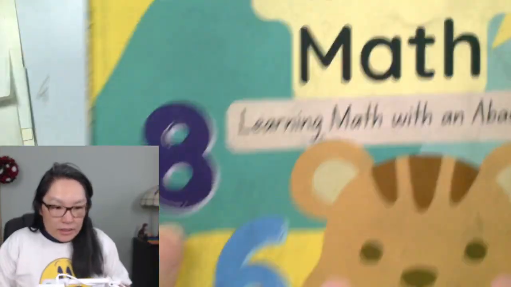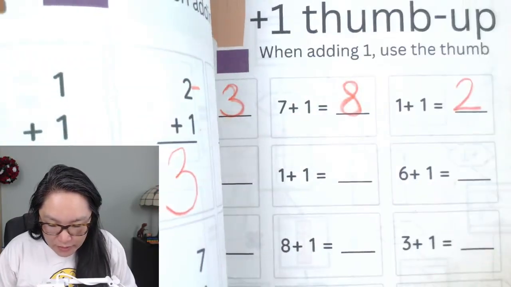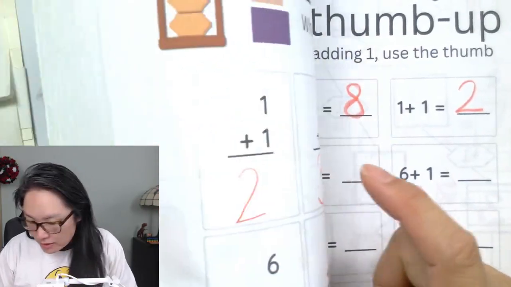So what we're going to do is we're going to add on the abacus. And what we did was, the first thing we need to understand is how to move the beads.